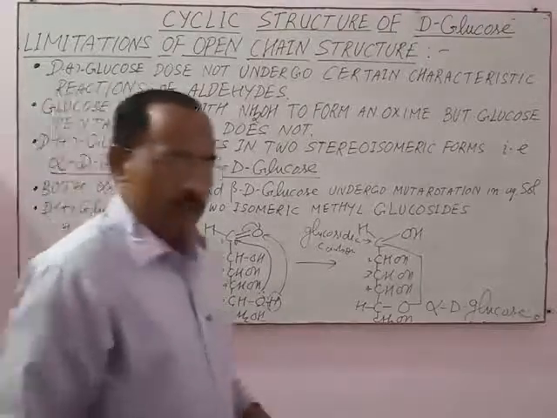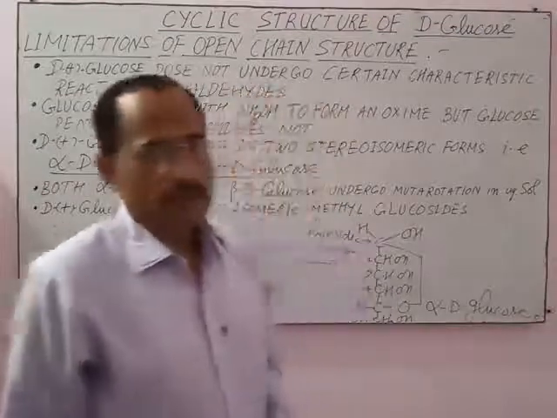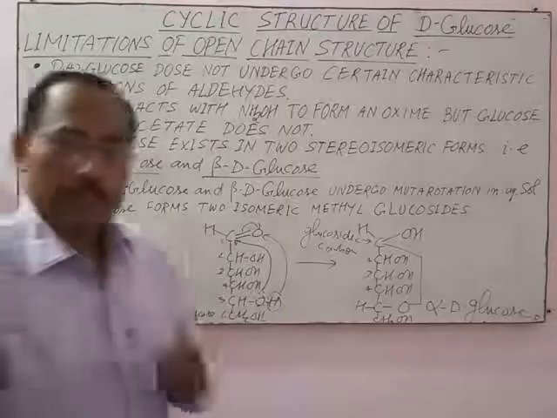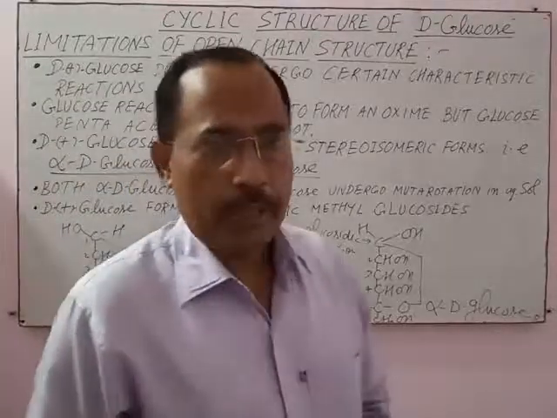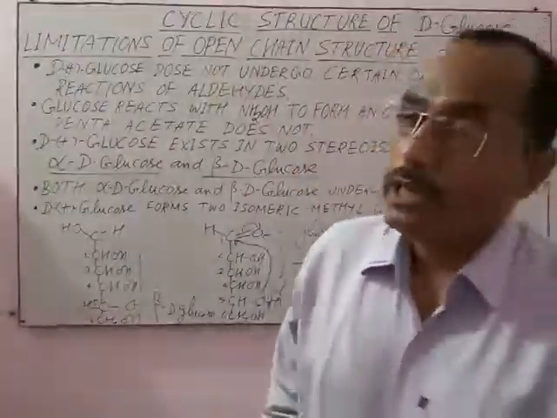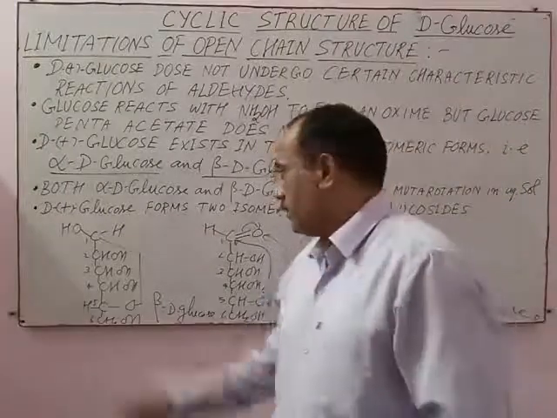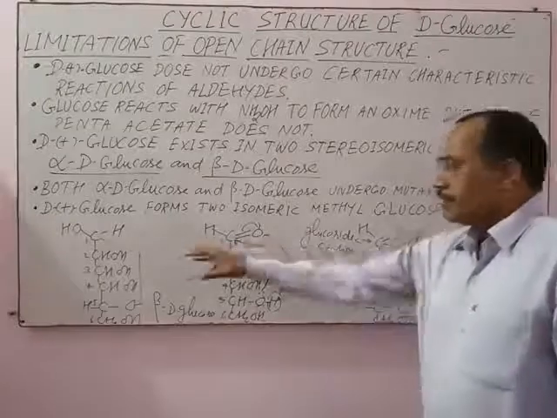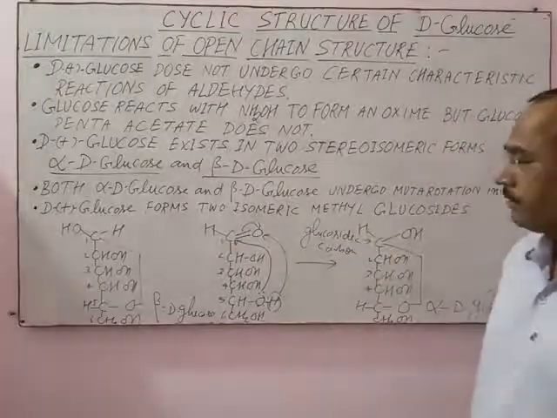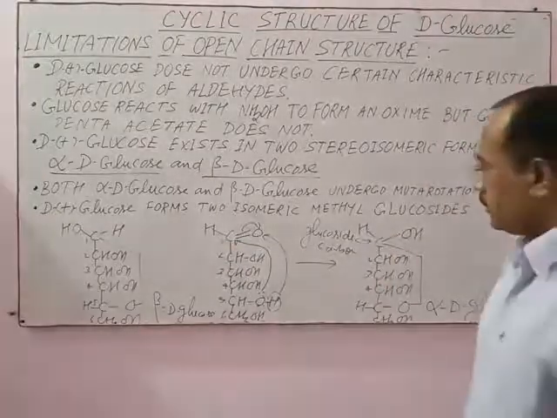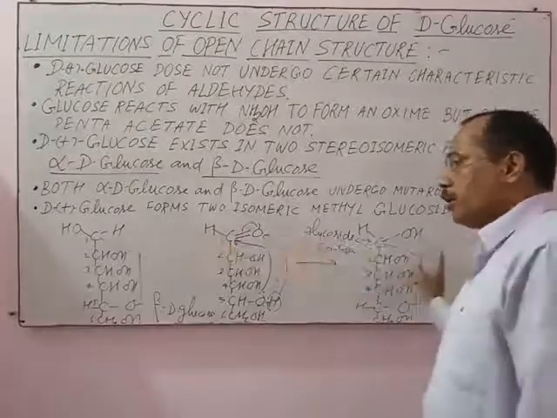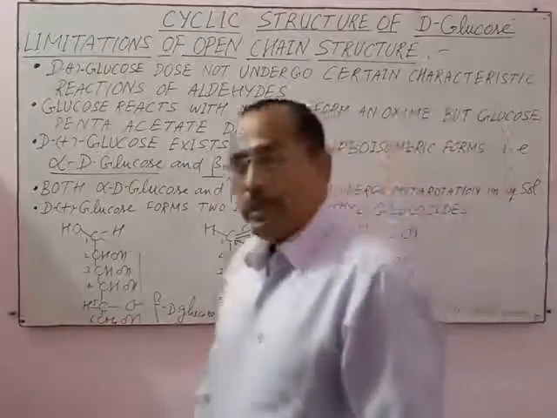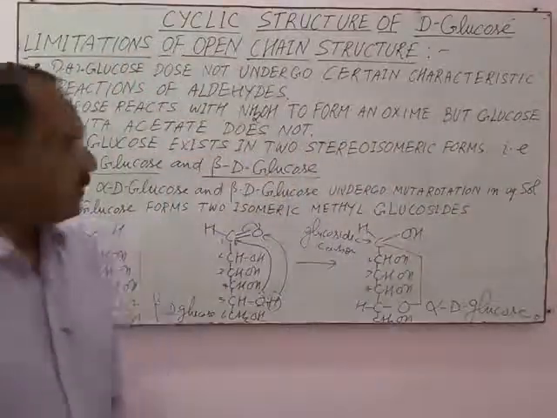And what are anomers? Anomers are the isomers which differ in their configuration only at the anomeric carbon or glycosidic carbon. In alpha D and beta D glucose, configuration differs only at the anomeric carbon. That is why they are anomers of each other.